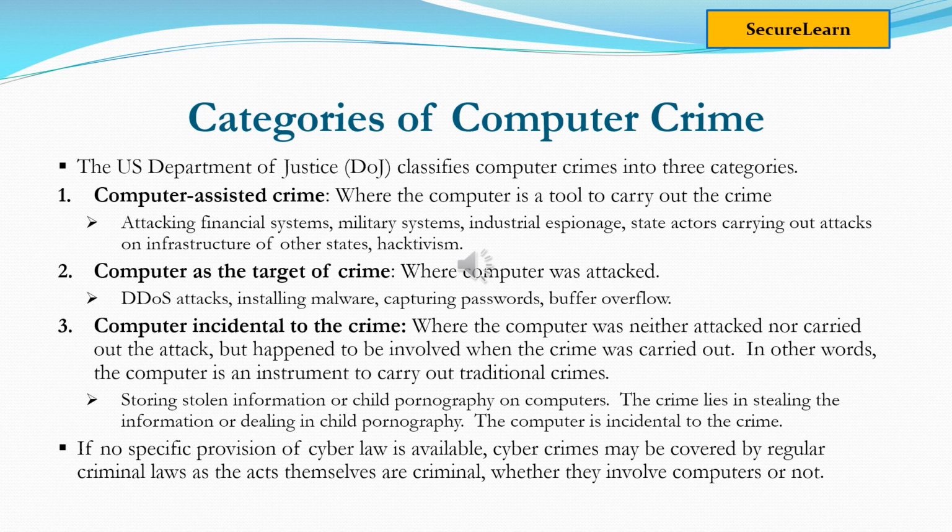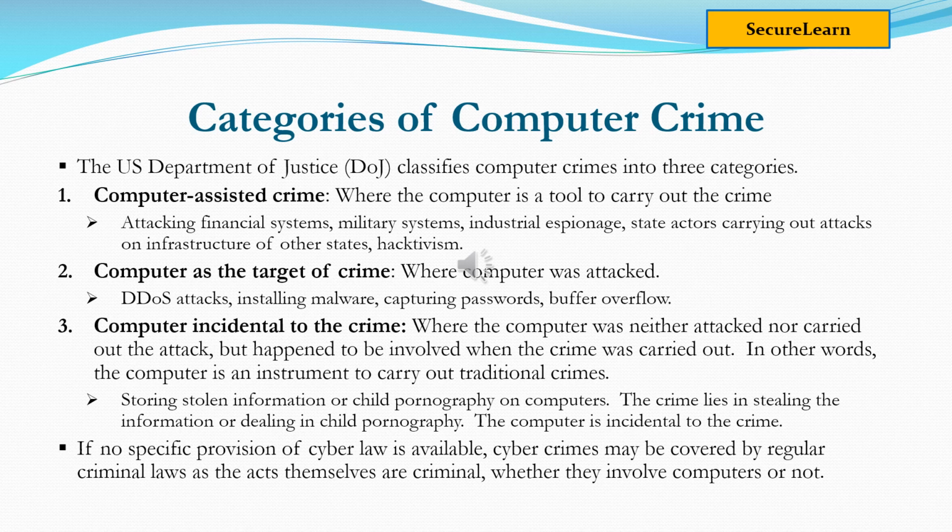Computer crimes are classified into three categories. The first is computer-assisted crime, where the computer is a tool to carry out the crime, for example, attacking financial systems, military systems, industrial espionage, state actors carrying out attacks on the infrastructure of other states, hacktivism. Computer as the target of the crime, where the computer is the victim of an attack, for example, DDoS attacks, installing malware, capturing passwords, buffer overflow.